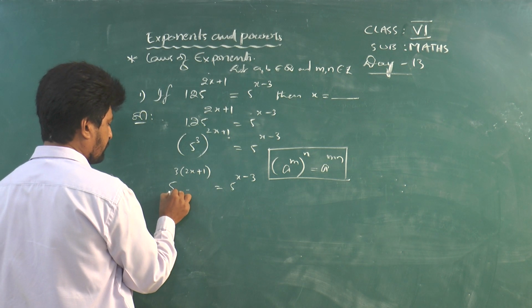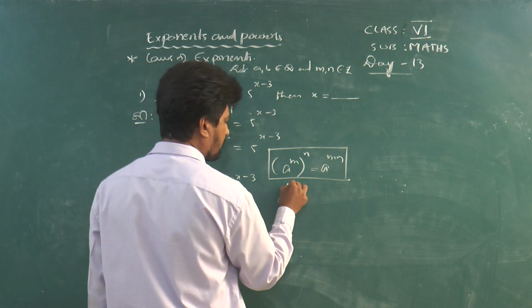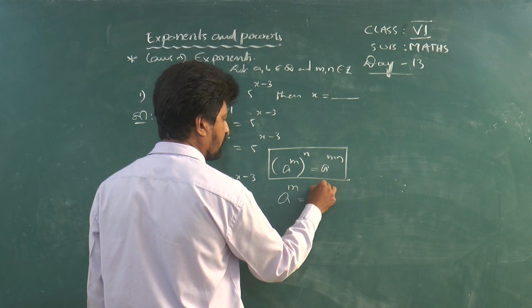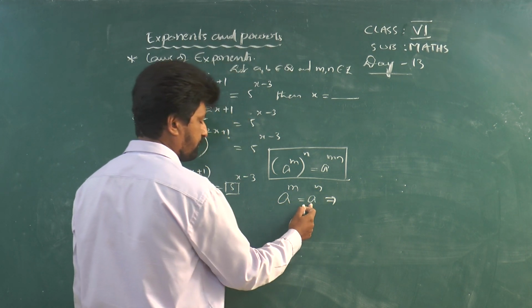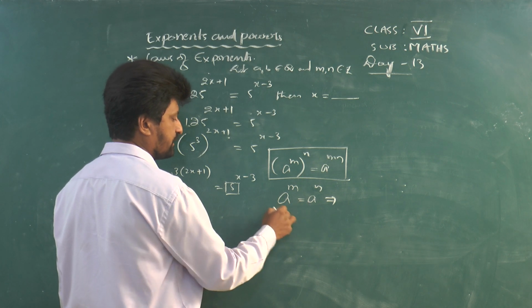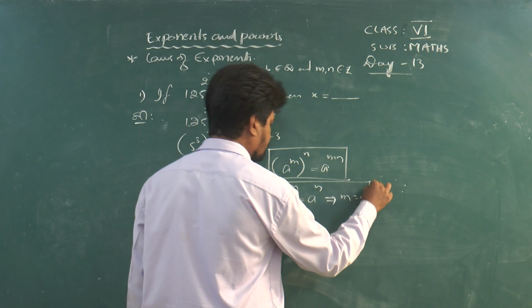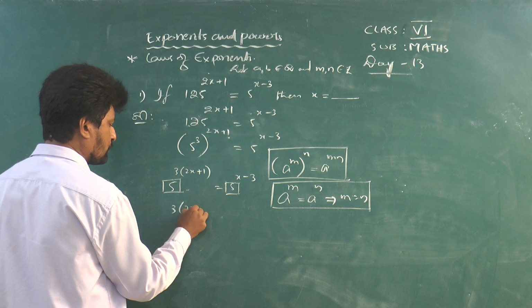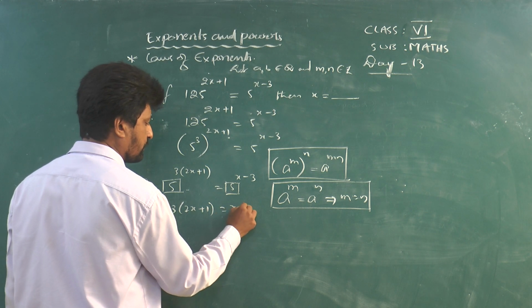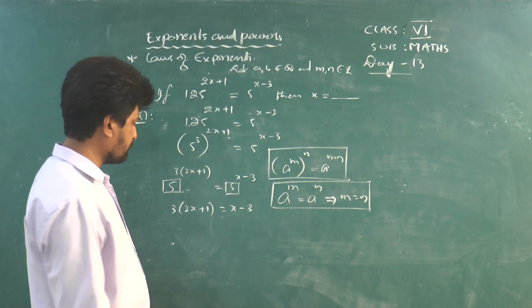Okay. Now here observe, bases are equal. That means a to the power of m and a to the power of n, if both are equal, bases already are the same, then as the bases are equal, exponents are equal: m is equal to n. With this rule, we are equating the exponents. 3 into 2x plus 1 is equal to x minus 3. As the bases are equal, exponents are equal.